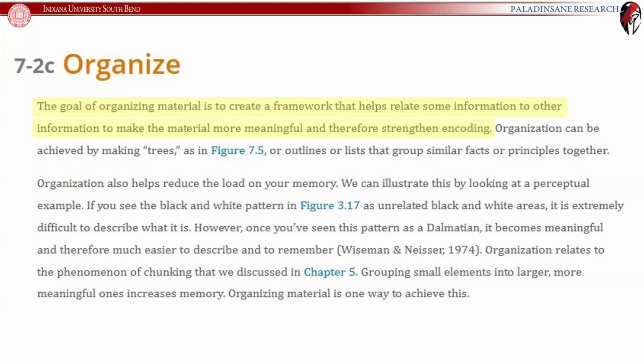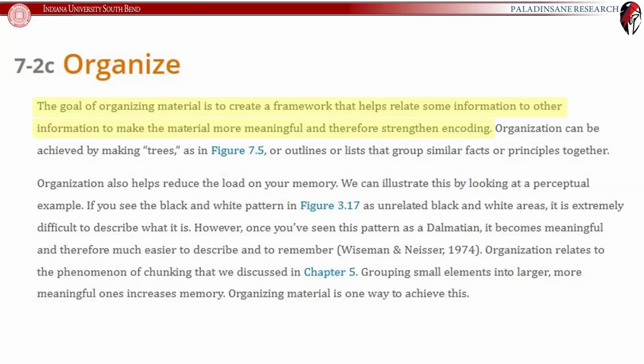But the more that you can organize your material and create that framework where you can tie and relate certain information to other information, the more meaningful that will be, and the more strengthening you're going to do to that encoding, to that memory that you're making. So this goes back again to elaboration. Basically, creating that framework is elaborating on the material and trying to make those connections to other things in the concepts that you're learning.